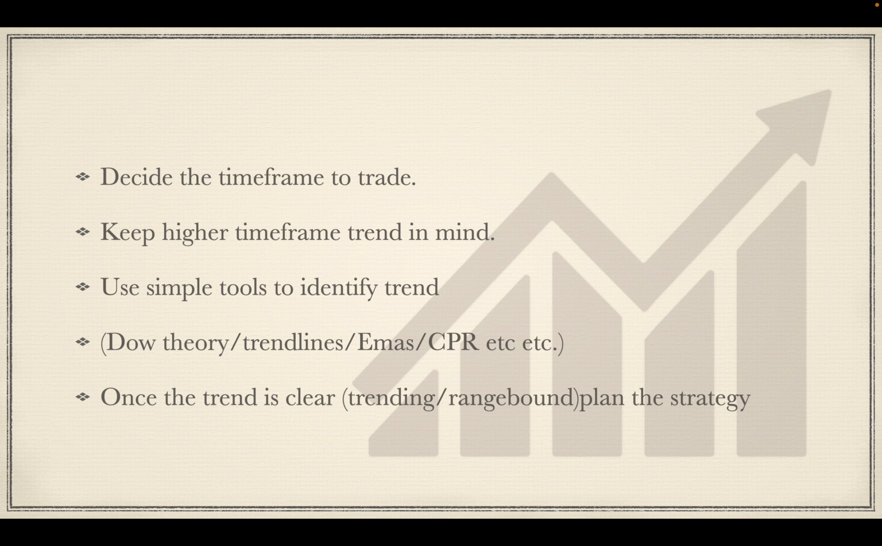Once the trend is clear, then you can plan your strategy. Now, there are basically three trends that we know: uptrend, downtrend, and the sideways or range bound. So, once you decide what is the current trend of the market, accordingly, you can plan your strategy. For example, equity investment, futures, option buying, or option selling.